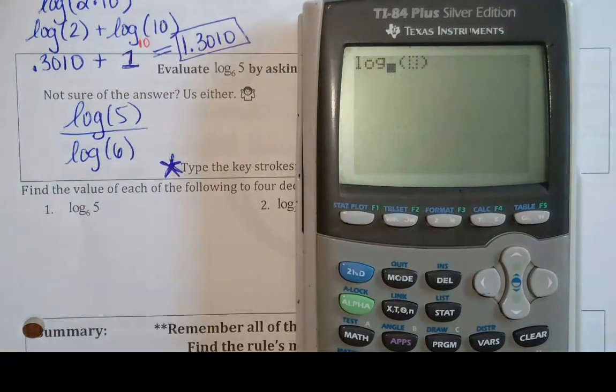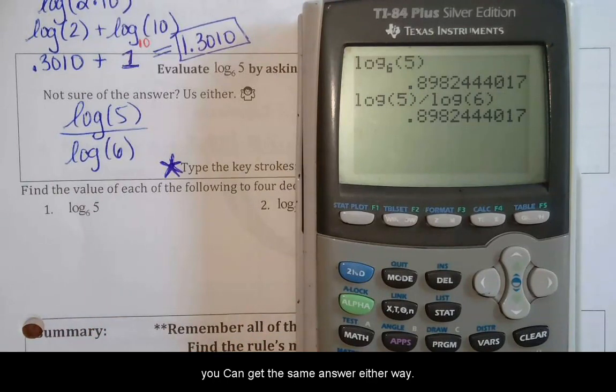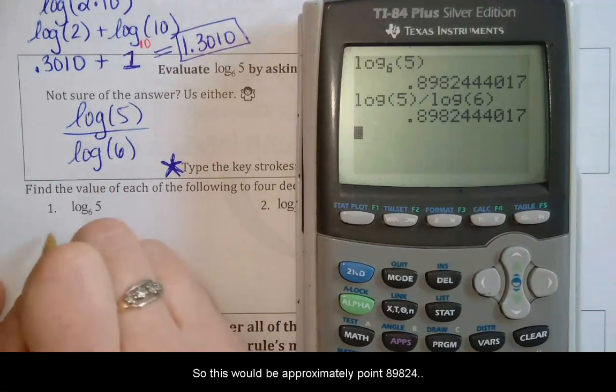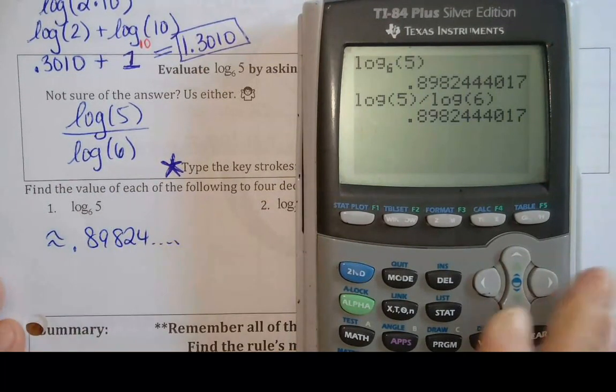With log base, you can type in a 6 and a 5. It's the exact same thing as what I unfortunately used to have to do back in my old days: log of 5 divided by log of 6. You get the same answer either way. So this would be approximately 0.89824.